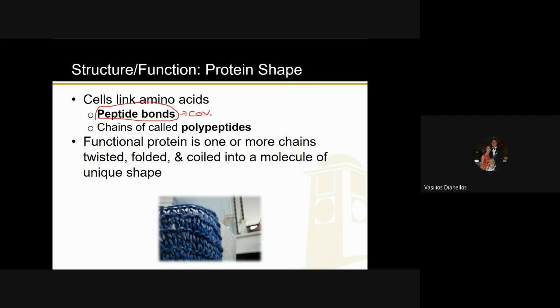Honestly, I wouldn't even teach that to you if it wasn't in your book and if it didn't help you remember this one word that you definitely need to know, which is this: polypeptide.